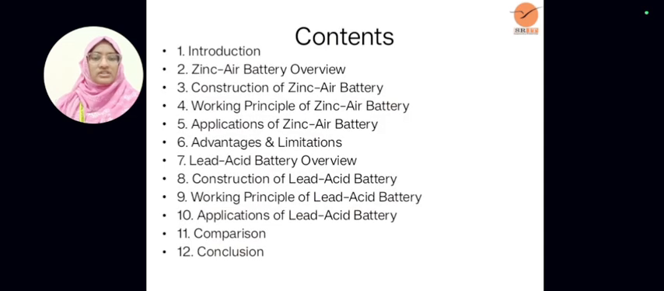Here firstly we discuss the introduction of the batteries, and we discuss zinc air battery overview, construction of zinc air battery, working principle of zinc air battery, applications of zinc air battery, advantages and limitations. And following this, we also discuss another battery, that is lead acid battery overview, construction of lead acid battery, working principle of lead acid battery, applications of lead acid battery, comparison between these two batteries, that is zinc air and lead acid batteries, and we conclude the topic with conclusion. Let us discuss one by one.